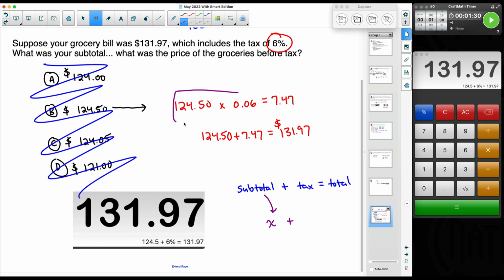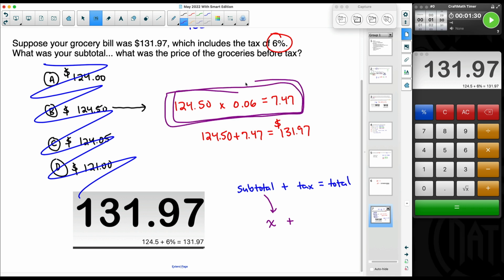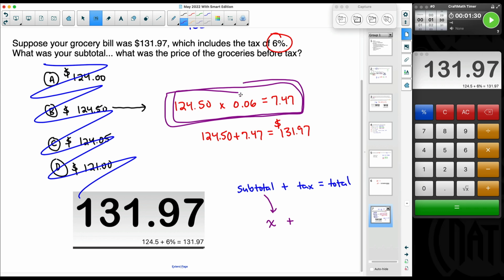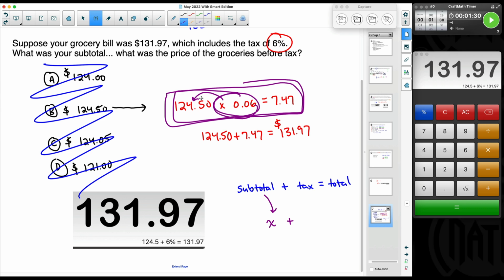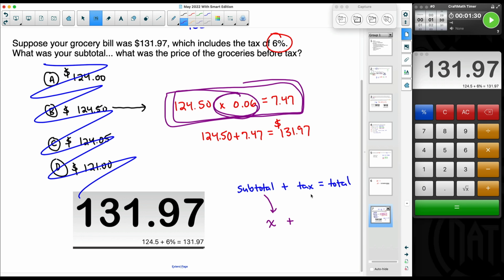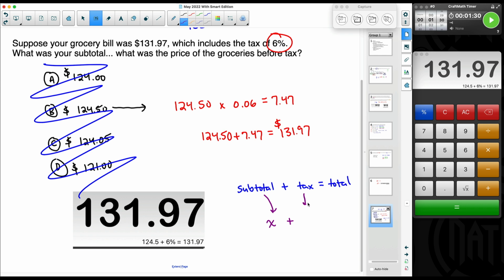How did we find this sales tax up here? How did we do that, y'all? We found 6% of the subtotal. That is how you find sales tax. This is how you find tips. This is how you find discounts. 6% of the subtotal. Here's what that looks like algebraically.